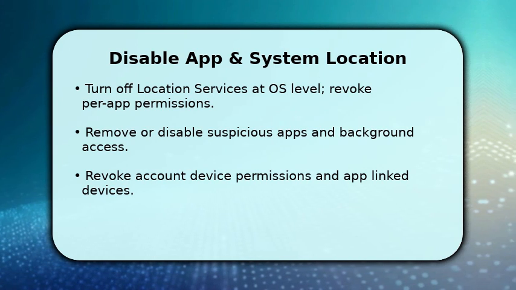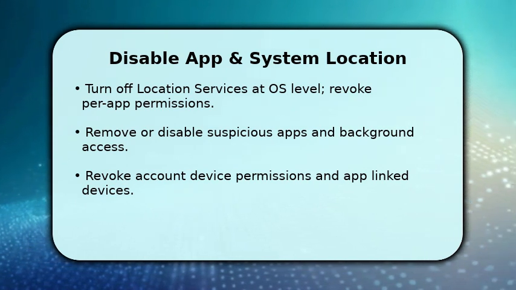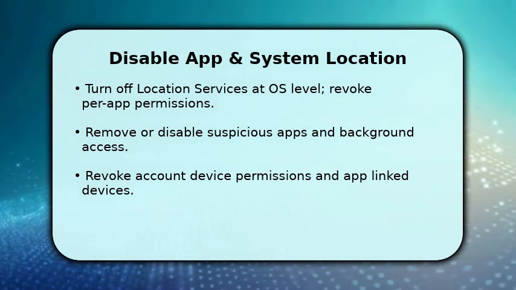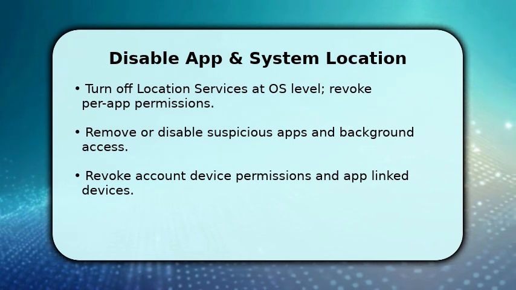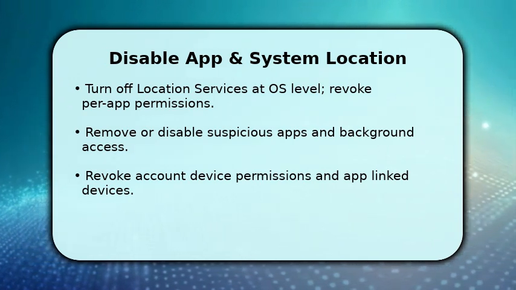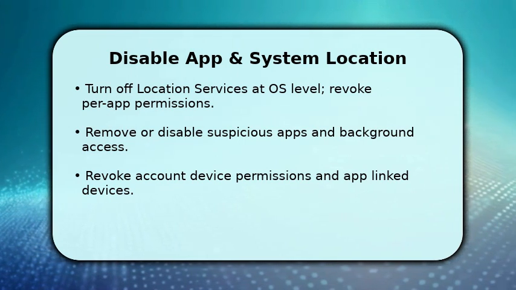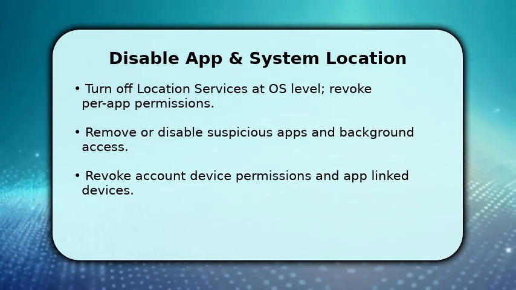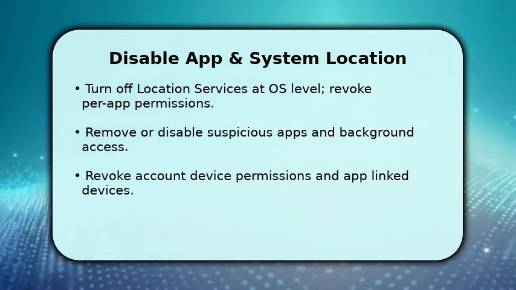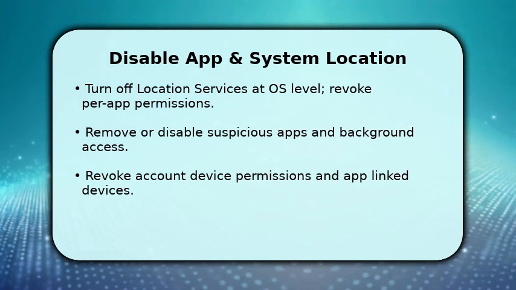If an app looks suspicious or you don't recognize it, uninstall or force stop it and remove its background activity permission. After that, open account security on Google or Apple and revoke device and app access so tokens are invalidated. This prevents remote reactivation of tracking after you finish.